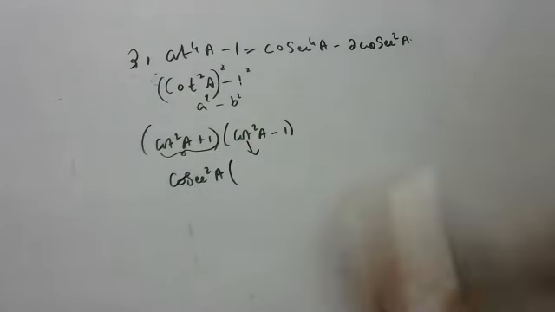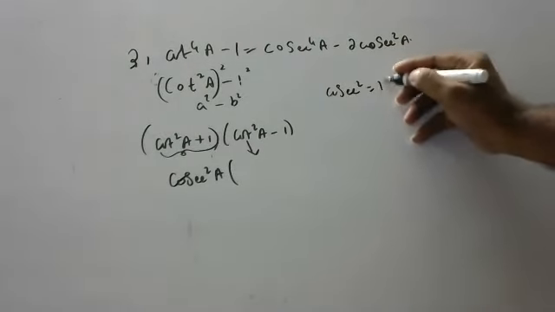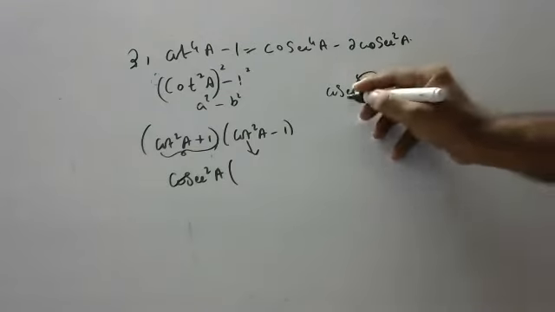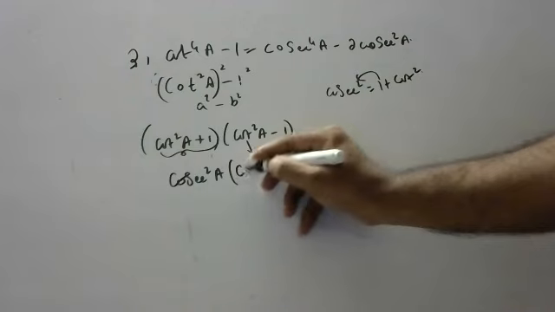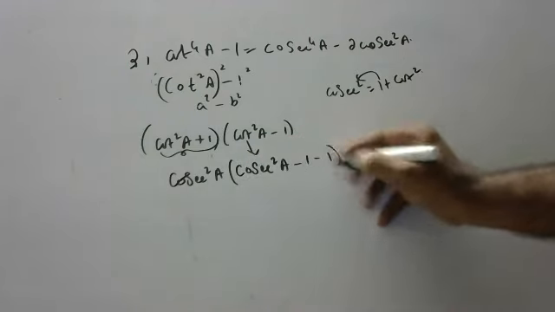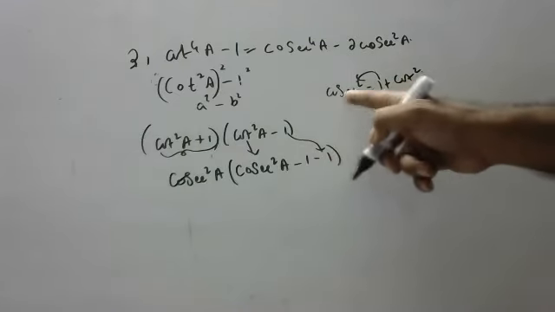And what is cot square, children? See, cosecant square is 1 plus cot square, no, children? So cot square I can write as cosecant square minus 1. What is cot square? Cosecant square A minus 1. Already minus 1 is there. Cot square I wrote as cosecant square minus 1. This is the identity.